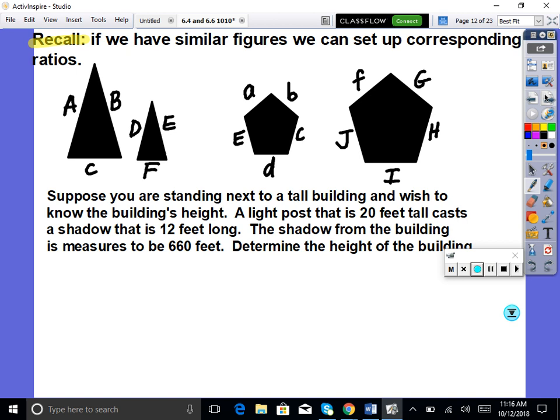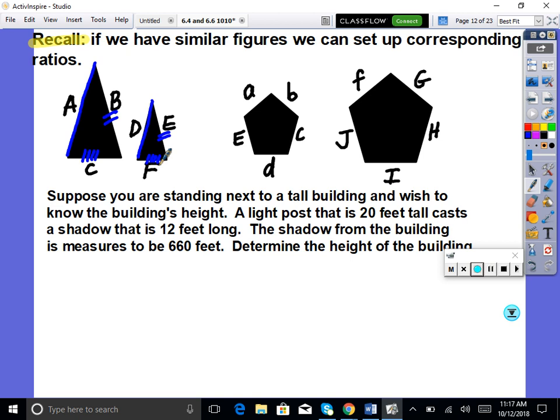So just a reminder from Sec 2, we do have to remember something. If we have similar figures, similar figure means that they're the same figure, just different sizes. They're the exact same figure, just different sizes. Now, corresponding means it sits in the same spot. So A corresponds to D, B corresponds to E, and C corresponds to F. Do you guys see what I mean by that?